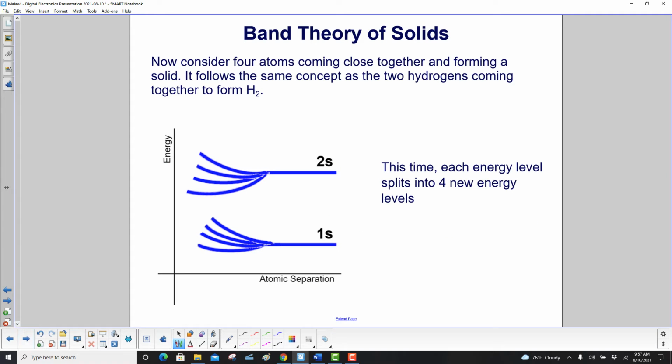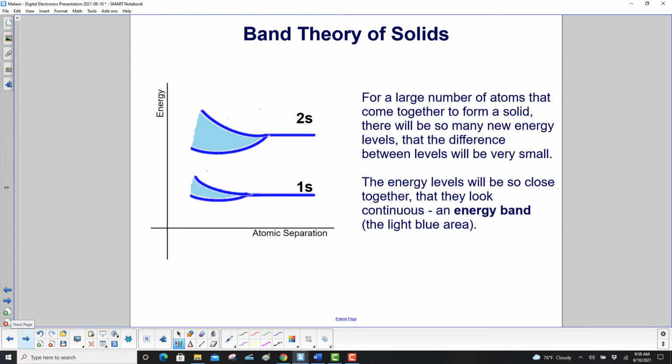Now consider four atoms coming close together and forming a solid. It follows the same concept as the two hydrogens coming together to form H2. This time, each energy level splits into four new energy levels. Four atoms, four new energy levels, four new ones for the 2s, and four new ones for the 1s orbital. Now let's keep increasing the number of atoms. For a very large number of atoms that come together to form a solid, there will be so many new energy levels that the difference between the levels will be very small. The energy levels will be so close together that they look continuous, and that's what's called the energy band, this light blue color.